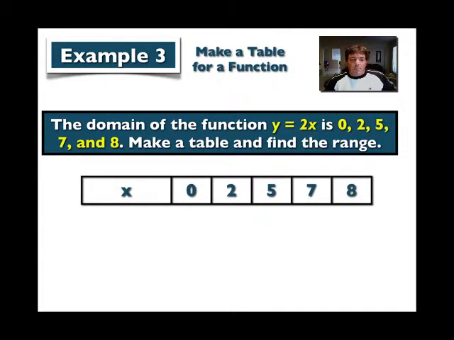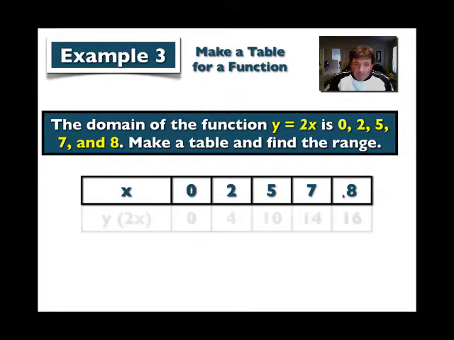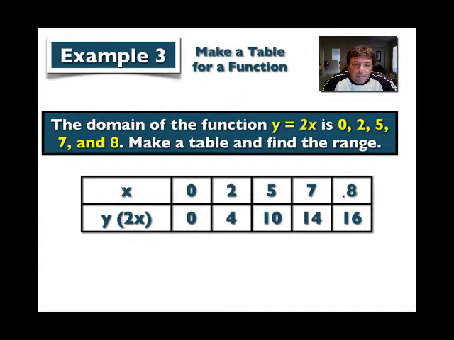So we make our table, and we know the x values are going to be the domain values 0, 2, 5, 7, and 8. We know the rule is to multiply by 2. So we're going to multiply each of these values by 2 and put them in the second row. When I multiply 0 by 2, I get 0. Multiply 2 by 2, I get 4. 2 times 5 is 10. 7 times 2 and 8 times 2. You can see the numbers.